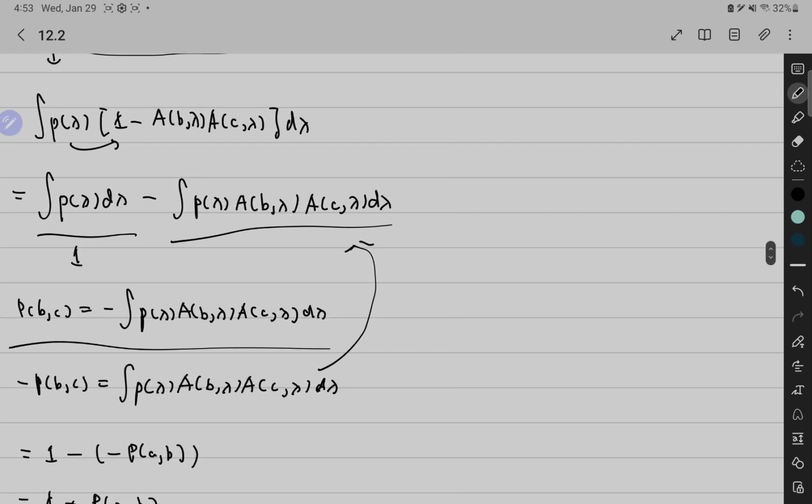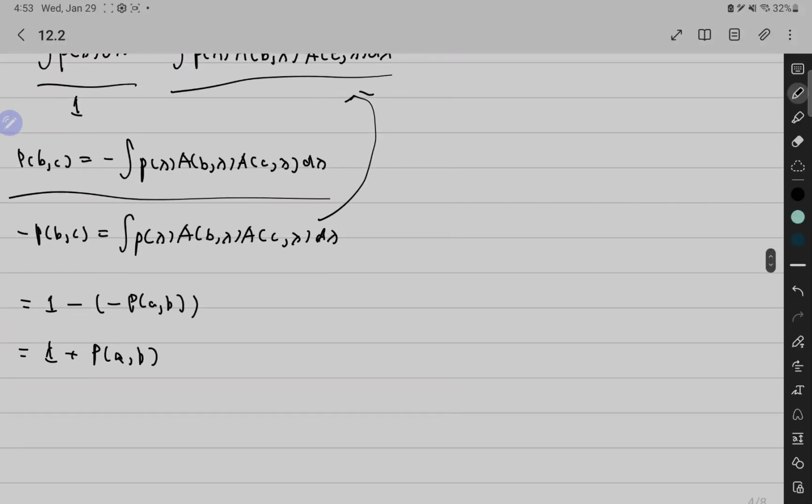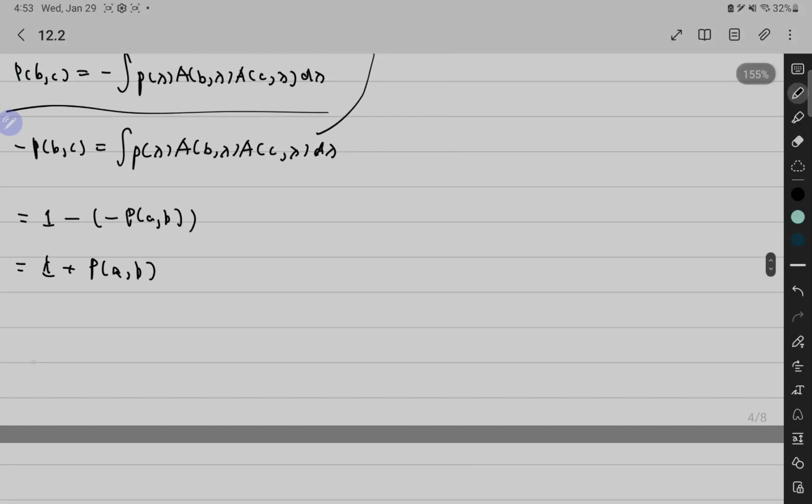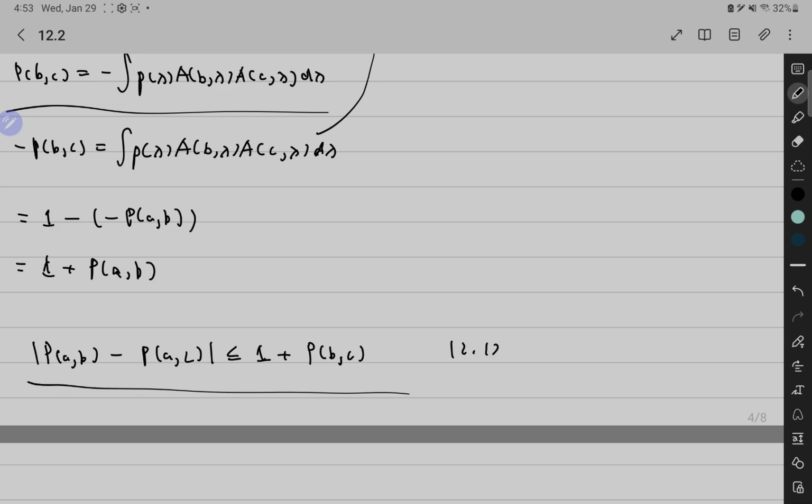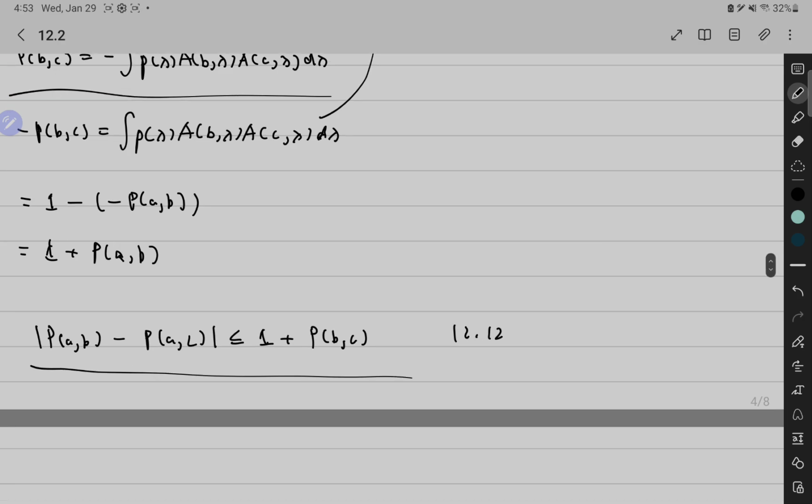So you have the final inequality, the famously known Bell's inequality, which is the following: the absolute value of P(A,B) minus P(A,C) is smaller than or equal to 1 plus P(B,C). And we finish our derivation at this point. This is 12.12 in the textbook, famously known as Bell's inequality. And this holds for any local hidden variable theory.